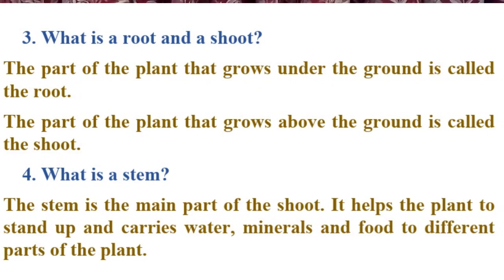Coming to question number 4. What is a stem? Answer: The stem is the main part of the shoot. It helps the plant to stand up and carries water, minerals and food to different parts of the plant.